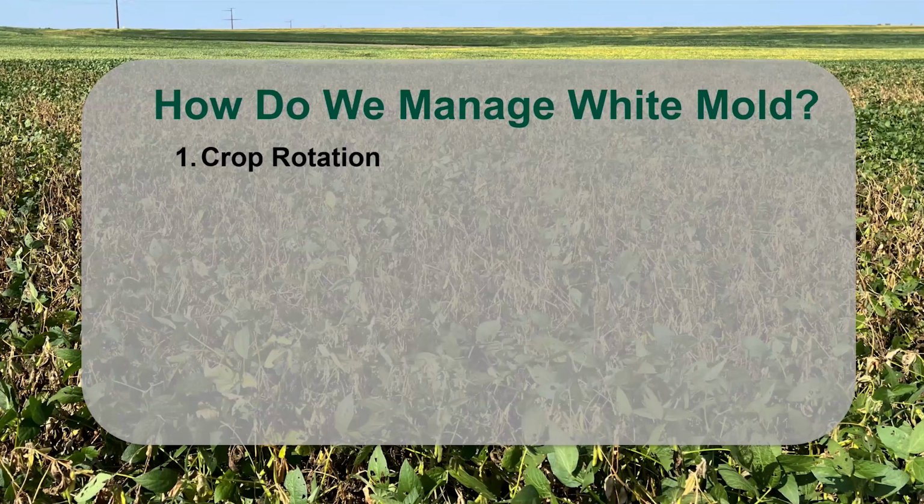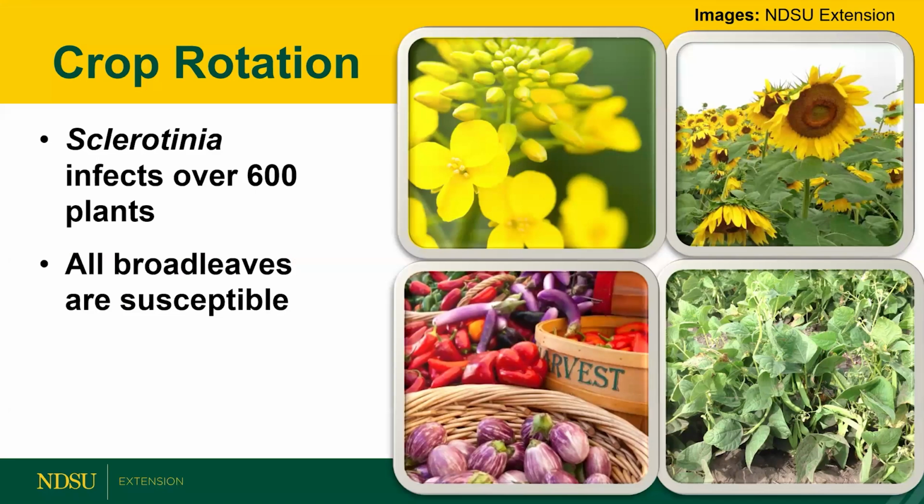So the first management strategy that I'm going to talk about is crop rotation. Now, crop rotation is a really great tool for many diseases, but unfortunately for Sclerotinia, this pathogen can infect over 600 different plant species. And it's generally assumed that it's every single broadleaf plant that's out there. So that includes, again, canola, sunflower, dry beans.